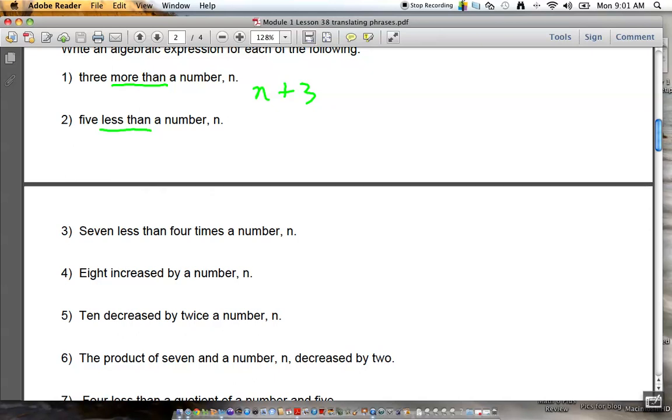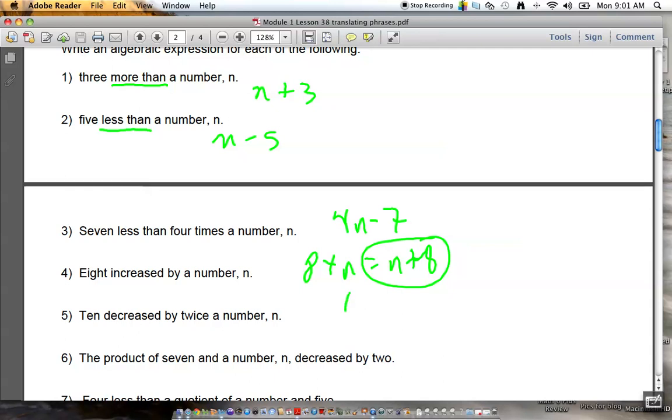So apply that to number 2. What do we get? n minus 5. Good, because the last shall be first and the first shall be last. It's catchy. I like it. What about 7 less than 4 times a number? 4n minus 7. Good. That's very common. We do that all the time. 8 increased by a number n. 8 plus n. Now, it does equal n plus 8, so you could also write that, and in time that would normally be what we would write, just because we tend to do standard polynomial order. 10 decreased by twice a number n. 10 minus 2n. Good.